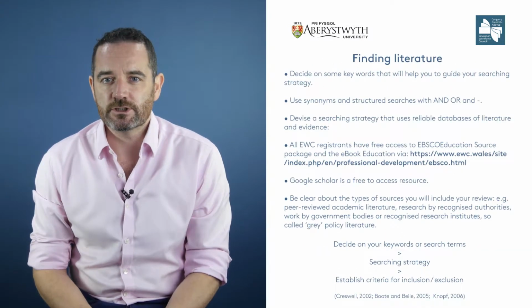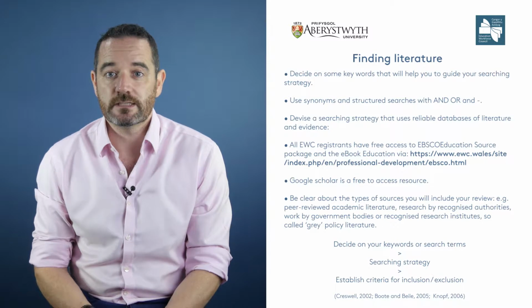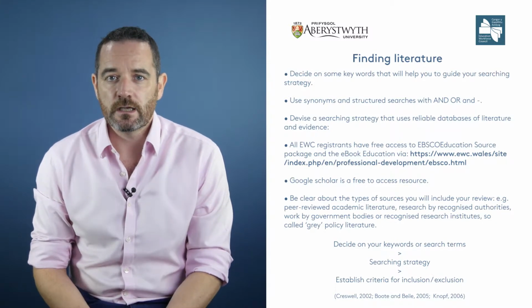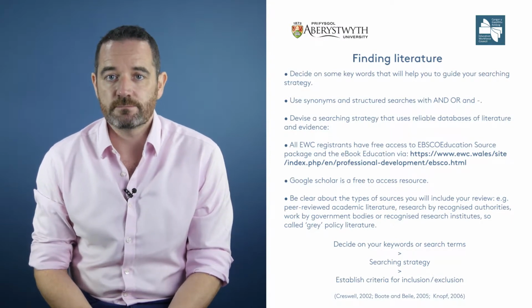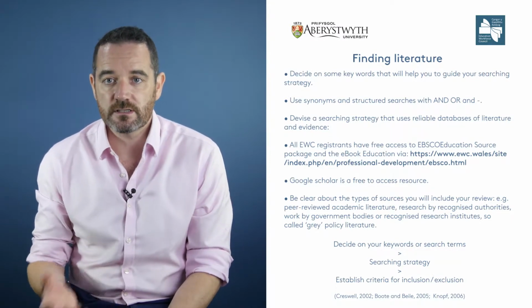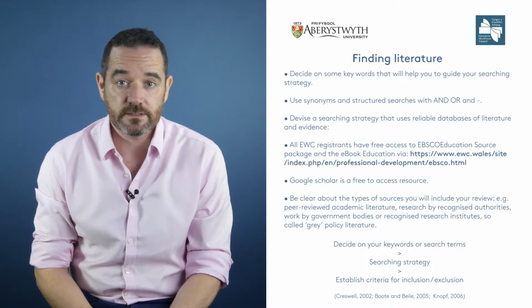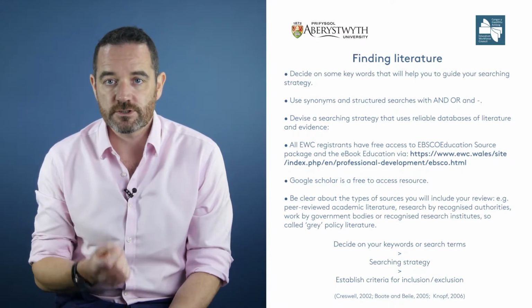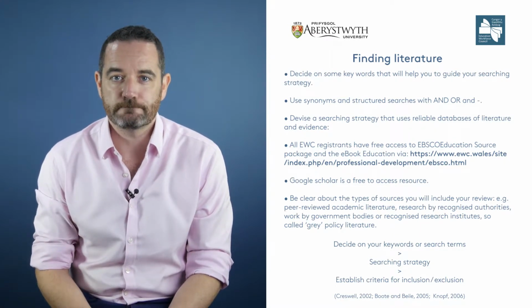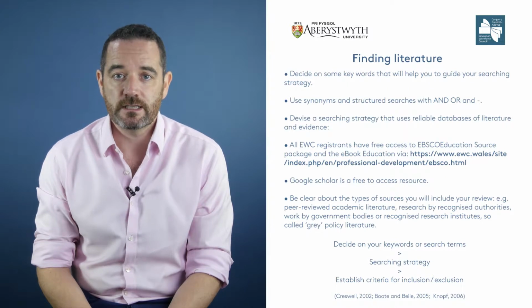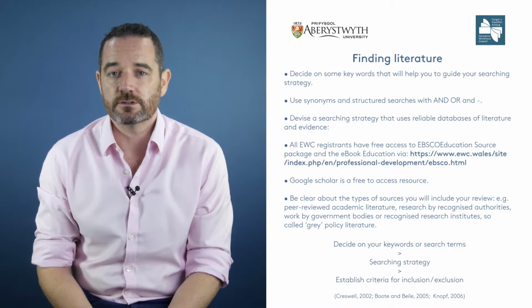Finding literature is a key challenge and normally done by researchers using keywords to guide their searches. Whilst you'll need a clear idea of what these keywords are, it's also a good idea to build some flexibility in by using synonyms for some words to maximise the number of hits you receive when searching. Using structured searches can help you to maximise results or filter out irrelevant material. It's worth noting that all EWC registrants have free access to EBSCO Education Source Package and the eBook Education, a large educational research database which has a range of searching options.